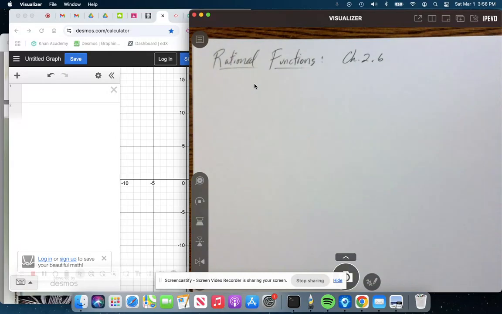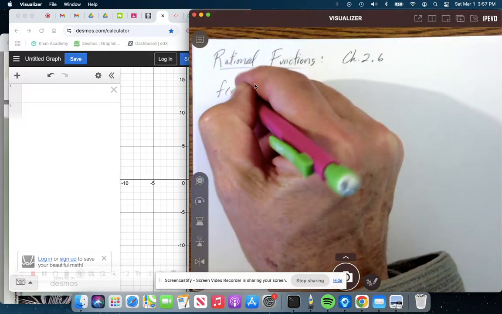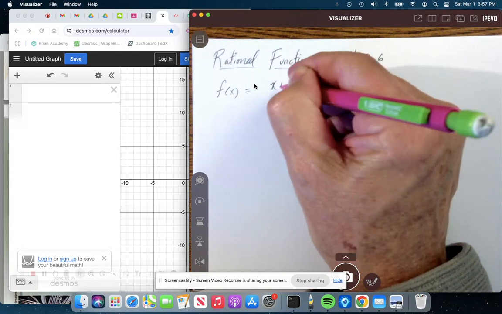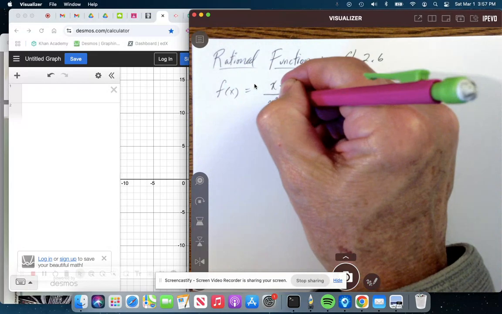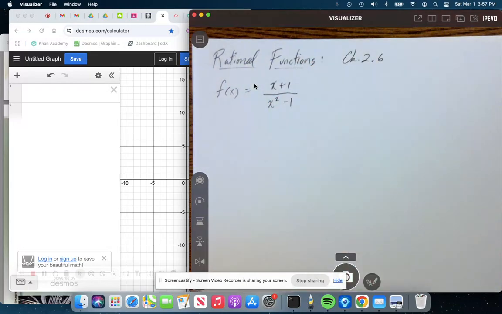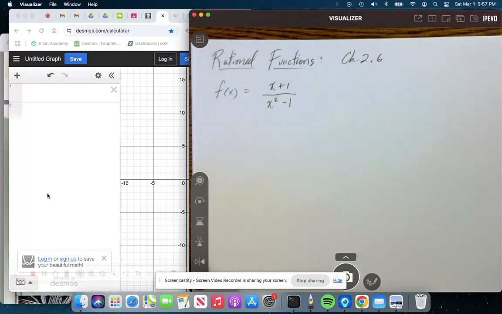So for instance, I'll just make one up. f of x equals x plus 1 over x squared minus 1. That's a rational function, all right, where you have a polynomial here. And we're basically going to learn how to graph these. Mainly that's what this chapter is about, is understanding the graphs and the domains of rational functions.